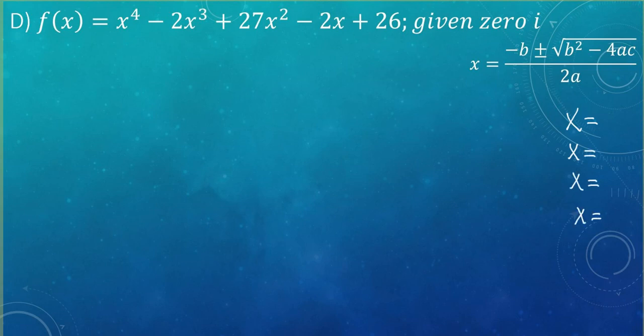They told us one of our solutions was positive i, which means that our second solution that we know we have is a negative i. If you multiply x plus i and x minus i, you should get x squared plus 1. So that is what we're going to divide into this polynomial.